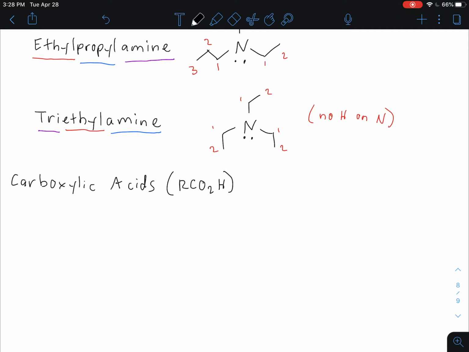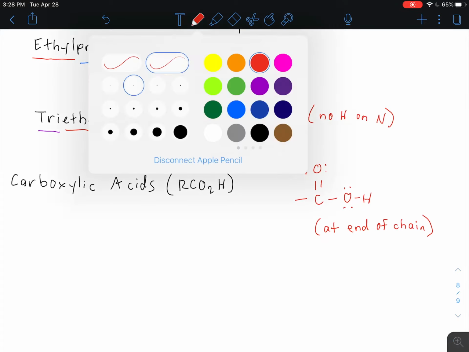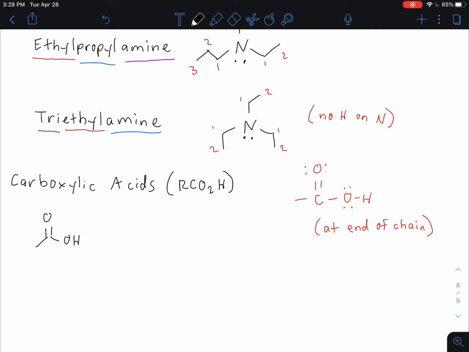And you've actually encountered carboxylic acids before. Acetic acid is a carboxylic acid. And so the general form you see is RCO2H. What that means is that these molecules have C double bond O, OH. And since this group is so complicated, this has to be at the end of the chain. So we won't need numbering here to indicate the location. We'll just have to talk about the chain length.